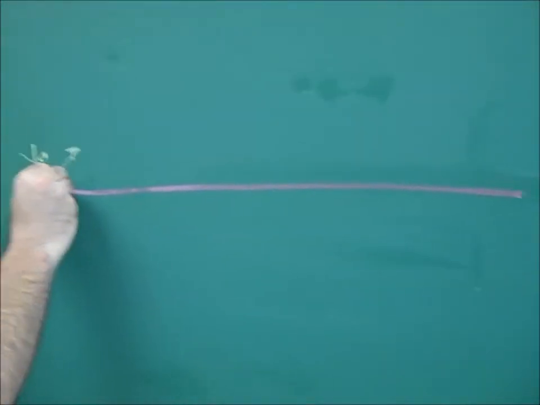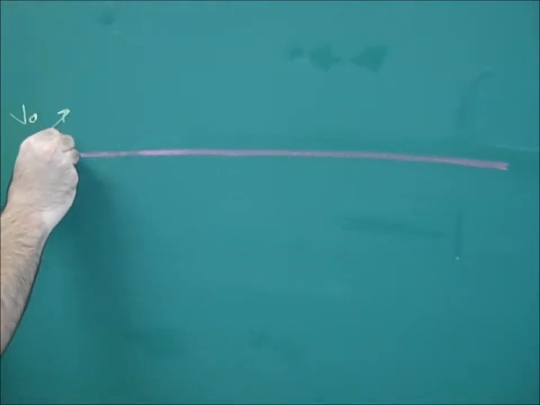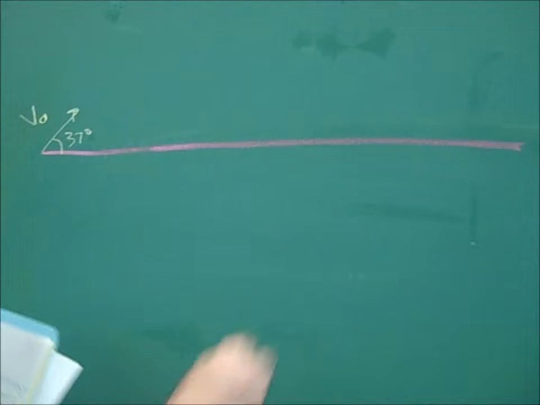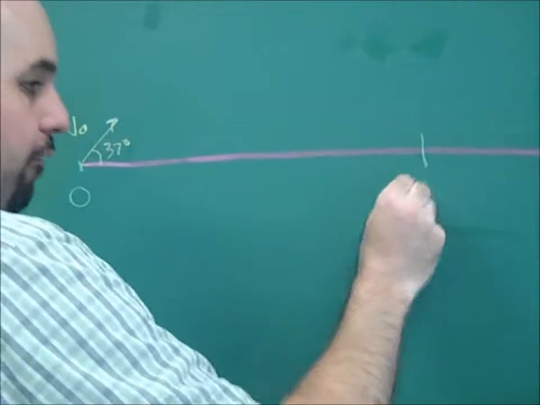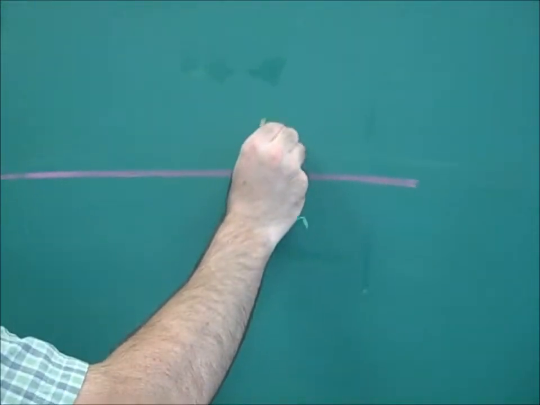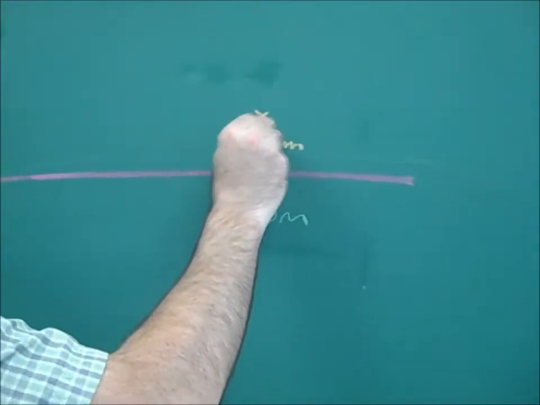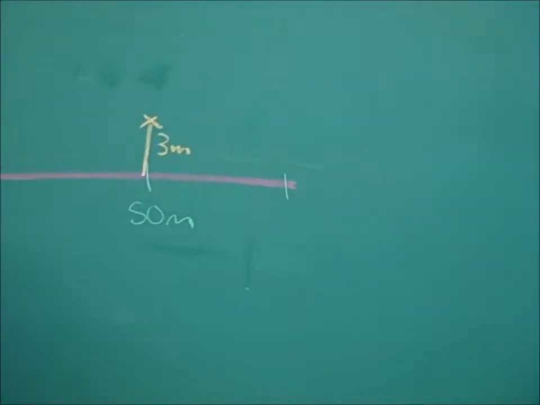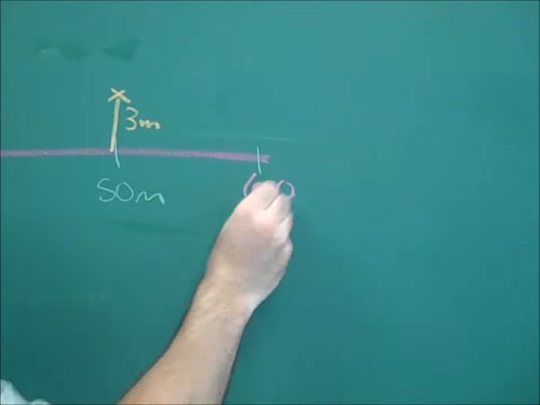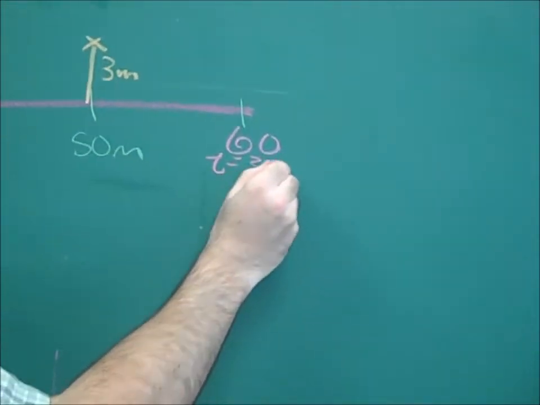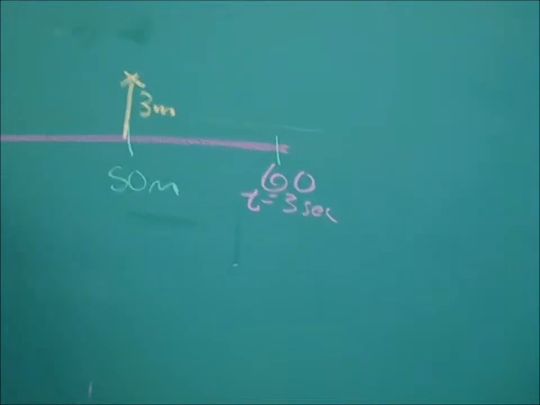We start off with the initial velocity at 37 degrees. This is an x position of 0. Here at 50 meters, there is a 3 meter tall tree. So this point is 3 meters. Then here at 60 meters, it hits. And it takes 3 seconds to hit. So I'm going to do something like that.